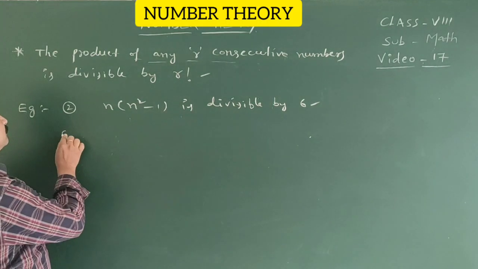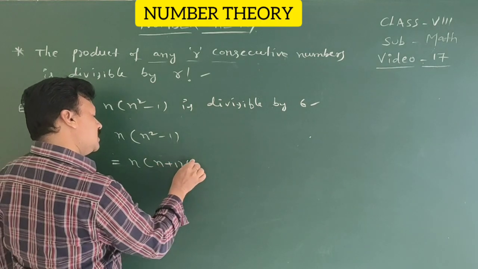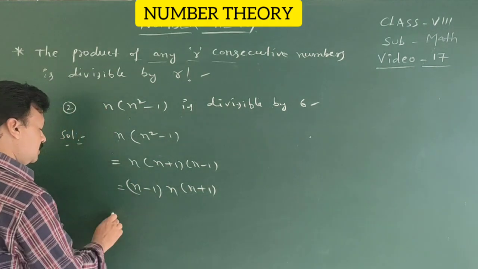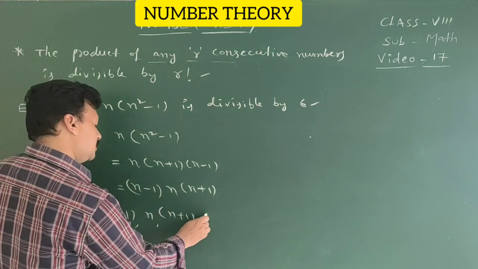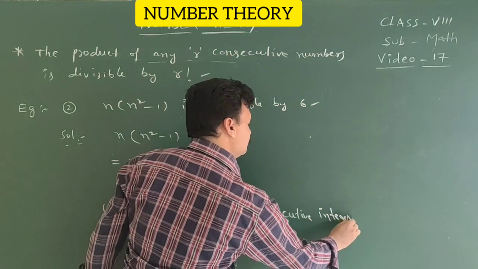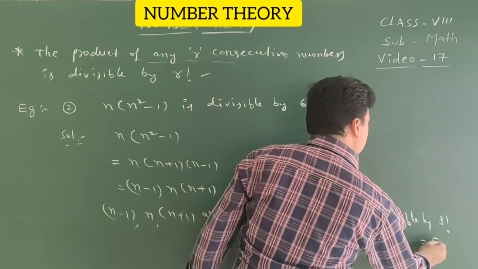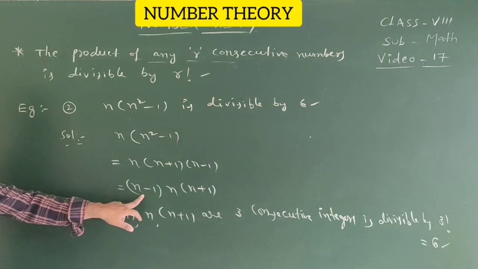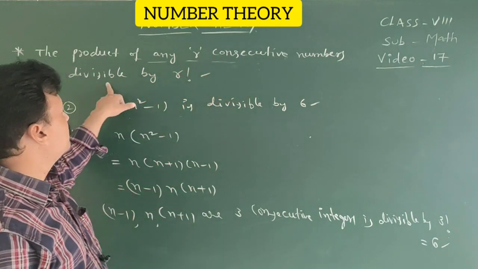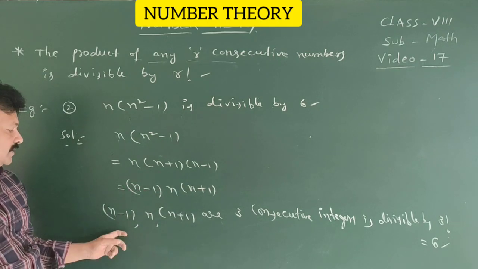How can you say it is divisible by 6? Here, the factors of n square minus 1 are n plus 1 and n minus 1. If you arrange in order, n minus 1 into n into n plus 1. Here, n minus 1, n, n plus 1 are 3 consecutive integers, divisible by 3 factorial, that is 6. Product of any r consecutive numbers is divisible by r factorial. Here, the product of 3 consecutive numbers is divisible by 3 factorial, that is nothing but 6. So it is divisible by 6.